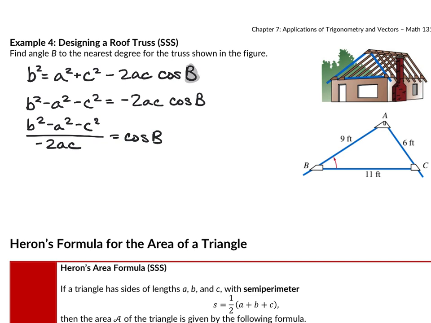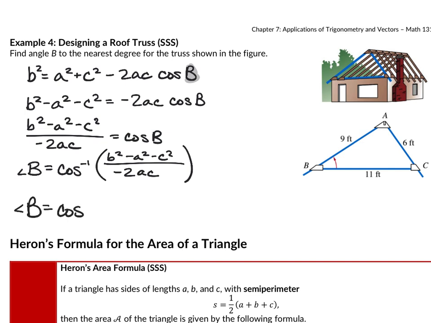One step away to getting B by itself. What's that last step? Inverse cosine, yeah, so inverse cosine of all of that, (B squared minus A squared minus C squared) all over negative 2AC. And once it's derived for the angle we want, it's very easy to plug in all the information we have, which is all three sides.